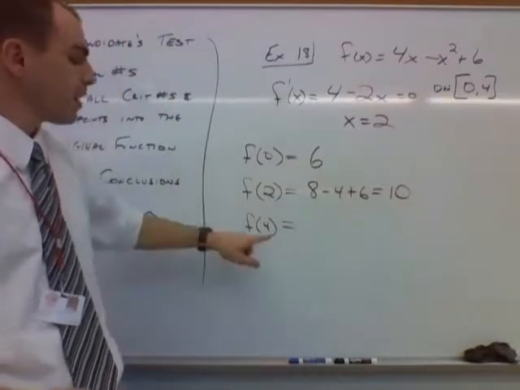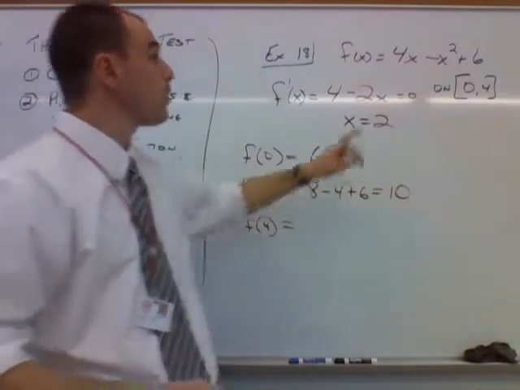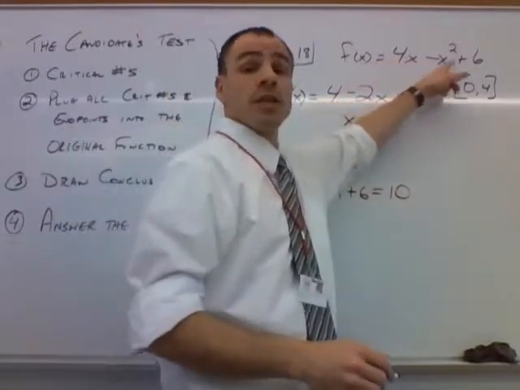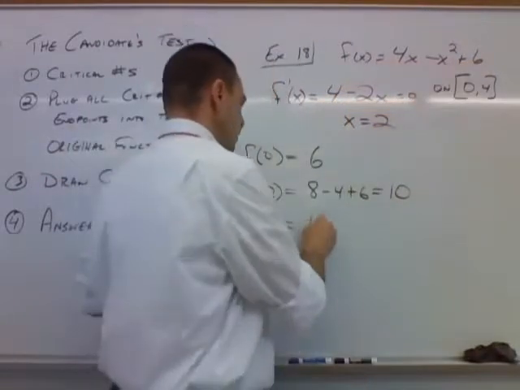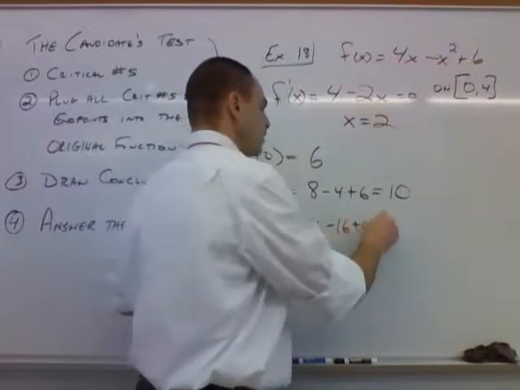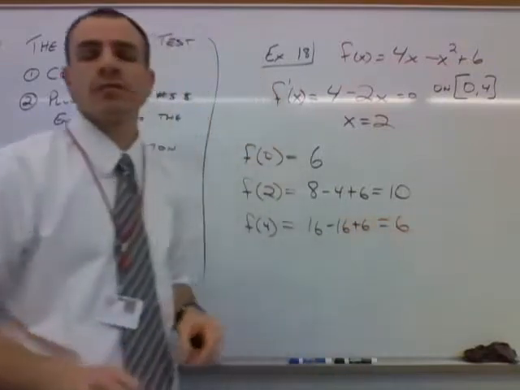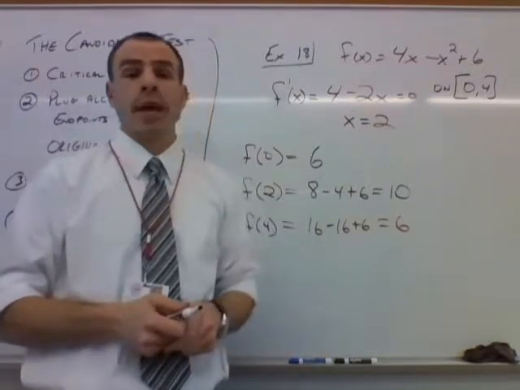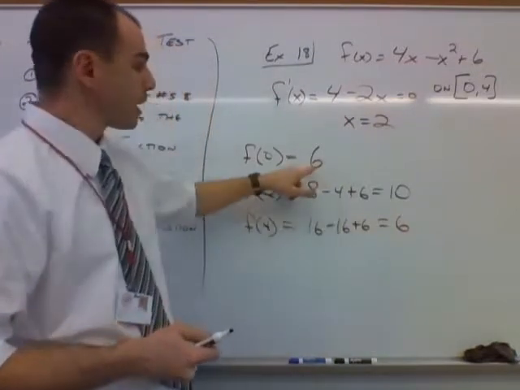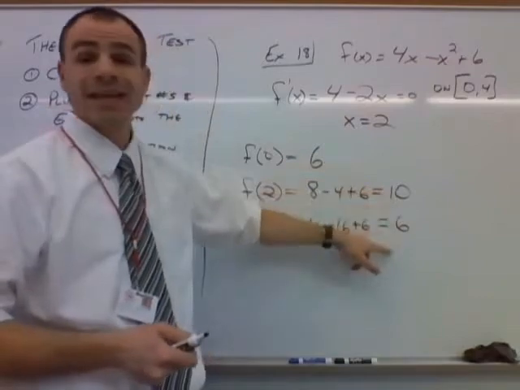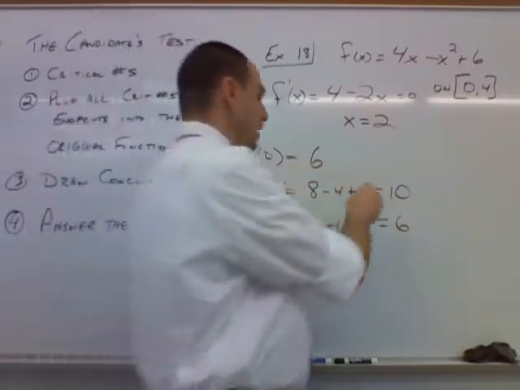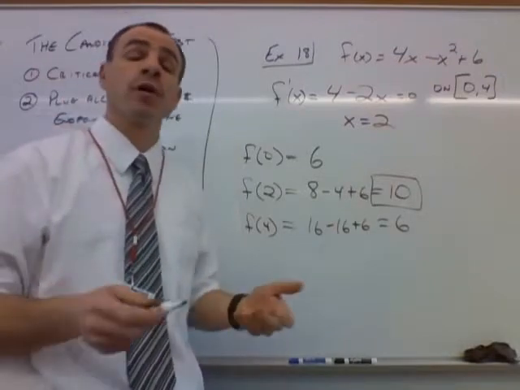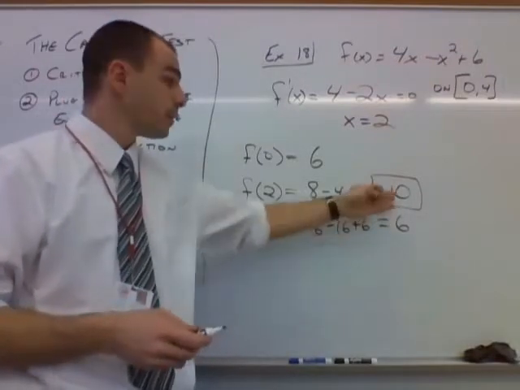And finally, we're going to plug in 4. When we plug 4 in, 4 times 4 is 16, minus 16 plus 6. That also gives us an answer of 6. What were we asked to do? We were asked to find the absolute maximum value. So we compare our 3 answers, 6, 10, and 6. Obviously, 10 is the highest. That's going to be the one that we focus on. So we've been able to draw our conclusion. The absolute maximum value is 10.